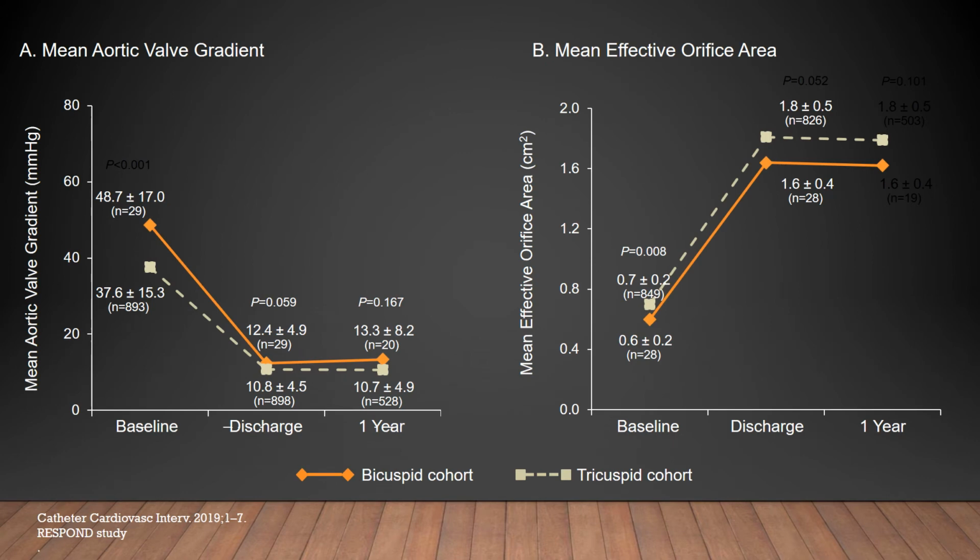Moving forward with the registry, certainly there was a significant improvement in the mean gradients, in the mean effective orifice areas, in both the bicuspid and tricuspid aortic pathologies. And the good thing is that they both continue to be good as far as the mean aortic valve gradient and the mean effective orifice areas at discharge and at 1 year.